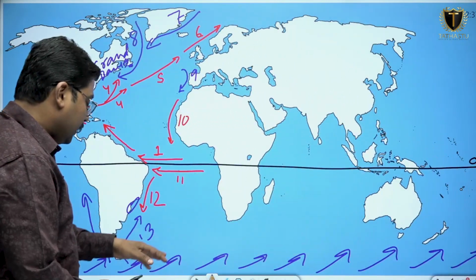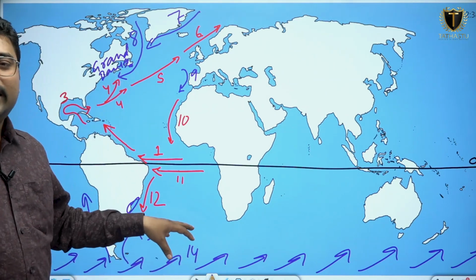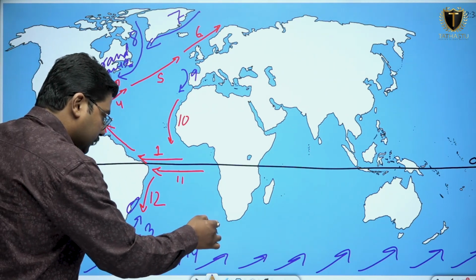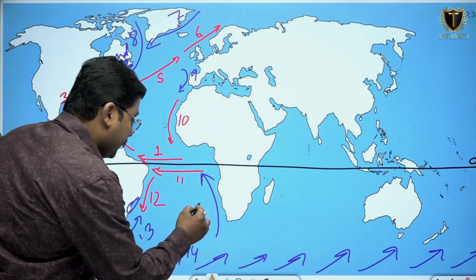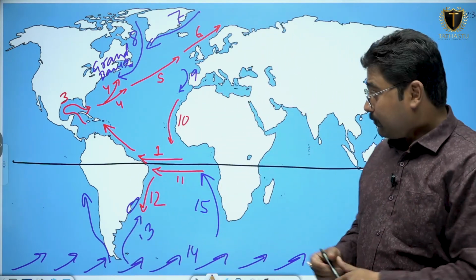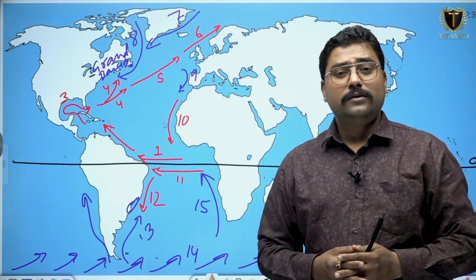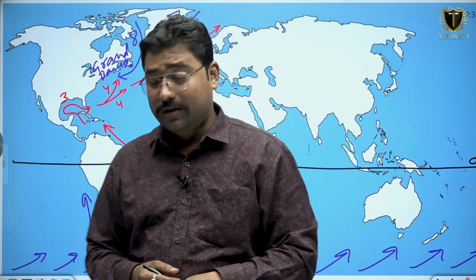Then the west wind drift, also known as the South Atlantic Ocean current, after hitting the western coast of Africa becomes the Benguela current, which is cold in nature. So in this way, the currents of the Atlantic Ocean are complete. Now moving on to the currents of the Pacific Ocean.